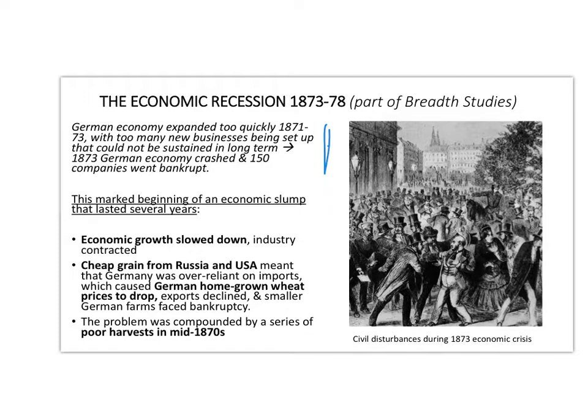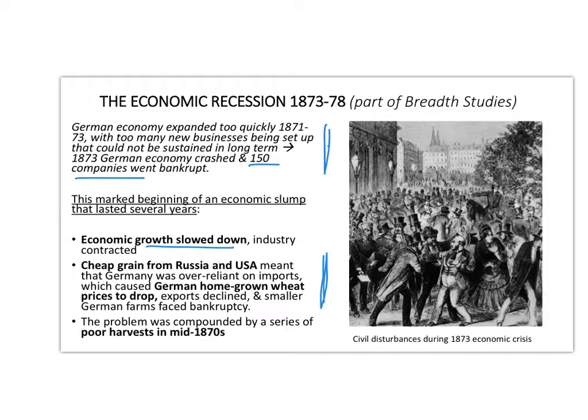Often think of economies like a bubble, and if a bubble expands too quickly, what will happen? It could burst. So the impact is that in 1873, about 150 German companies went bankrupt. So economic growth slowed down, and industry contracted.